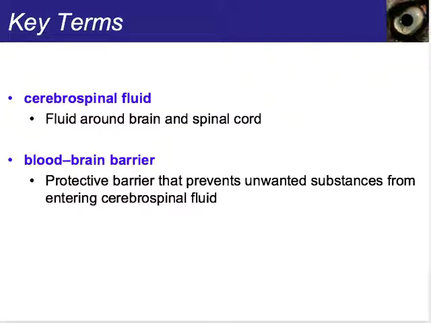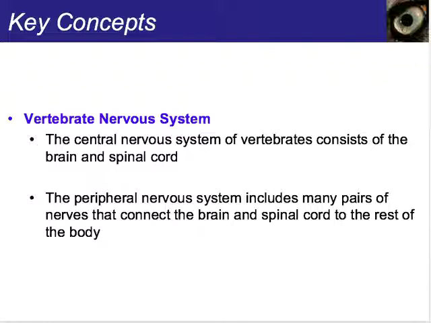So please know that cerebral spinal fluid is the fluid around the brain and the spinal cord, and the blood-brain barrier is a protective barrier that prevents unwanted substances from entering the cerebral spinal fluid and into the brain. So key concepts. The central nervous system of vertebrates consists of the brain and the spinal cord. The peripheral nervous system includes many pairs of nerves that connect the brain and spinal cord to the rest of the body, and I expect you to know the different types of peripheral nerves.